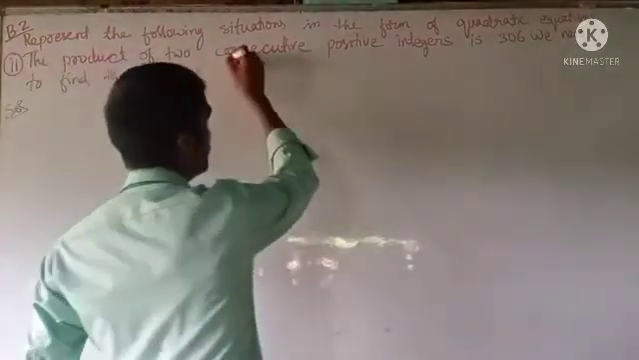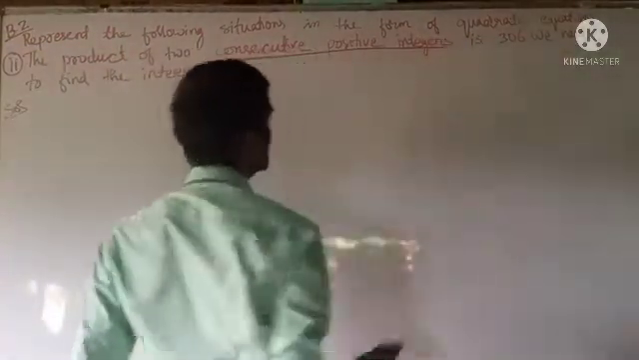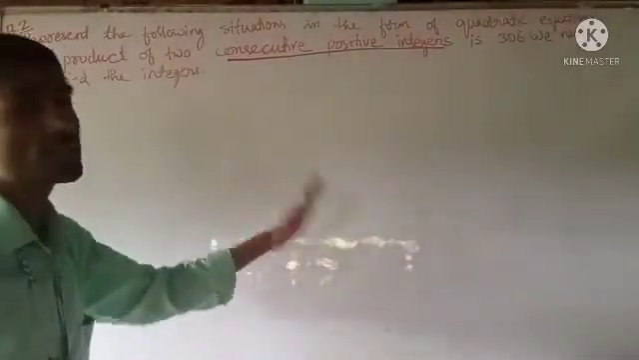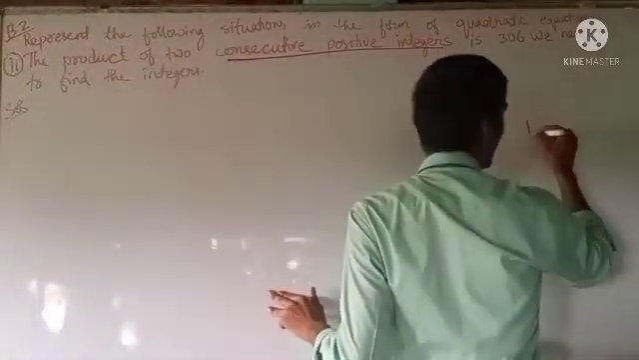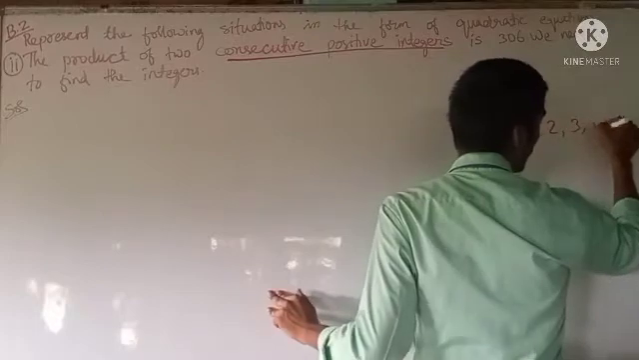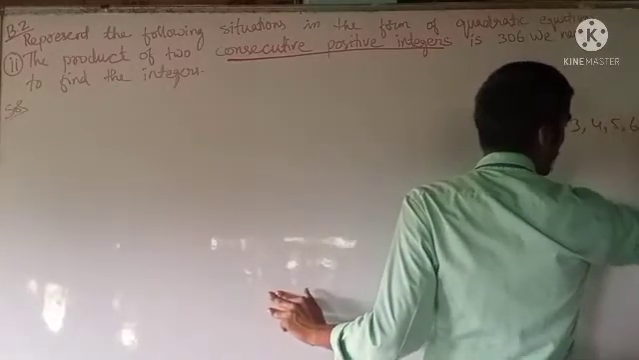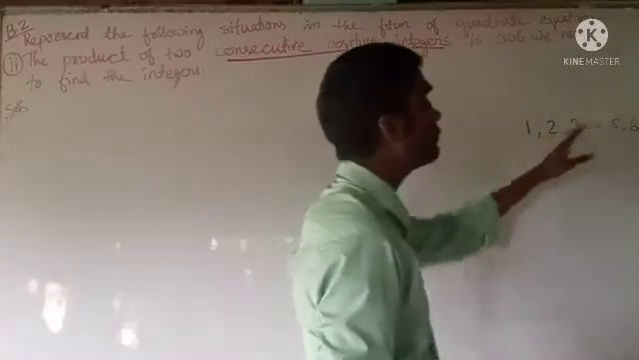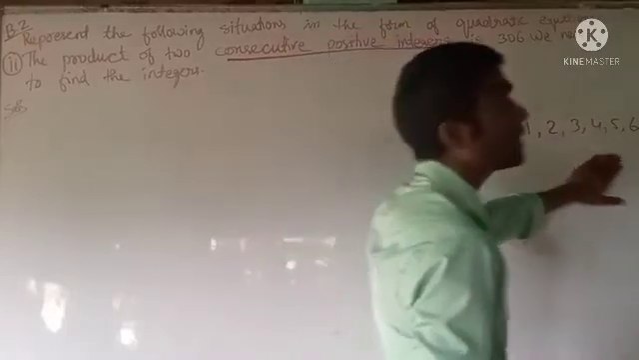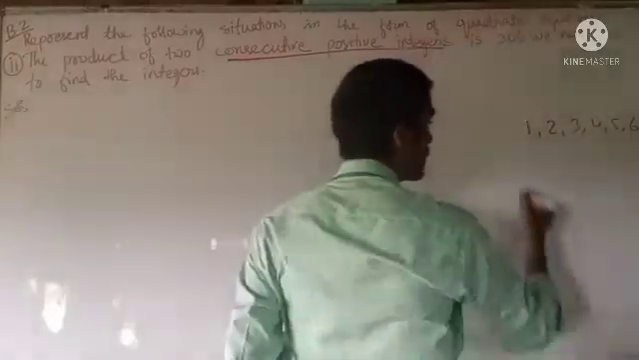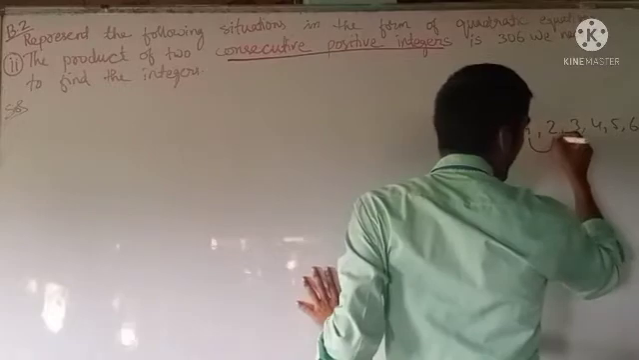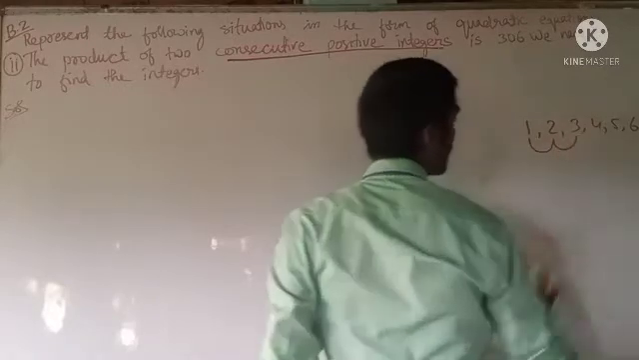So here, consecutive positive integers, what does it mean? It means that they are in sequence. Like if I say 1, 2, 3, 4, 5, 6 and so on, they are consecutive positive integers. That means all are positive and it is continuous. Now 1, and next it is 2, next it is 3.